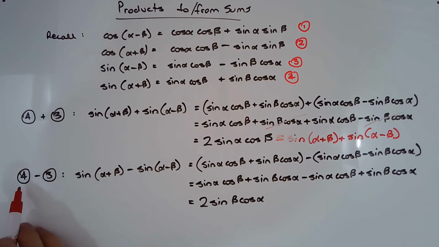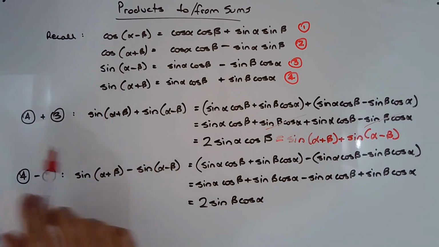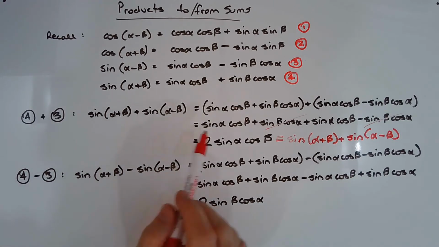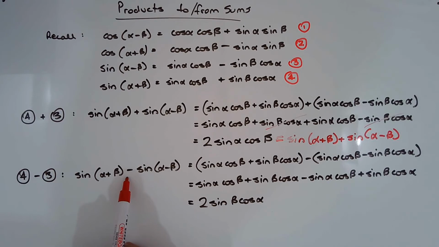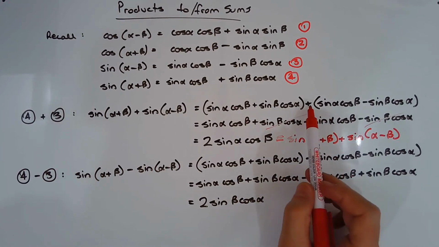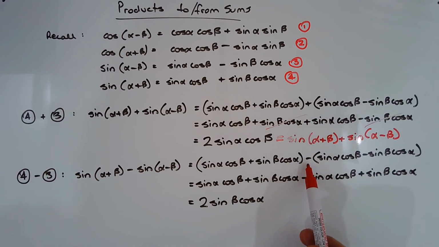So let's take equation 4, and this time we're going to subtract equation 3 from equation 4. So just like the previous equation, we're going to change the plus sign into a minus sign. So sine of alpha plus beta minus sine of alpha minus beta. So we're going to do almost the same thing, but instead of a plus sign, we've now got a minus sign between the two sets of brackets.